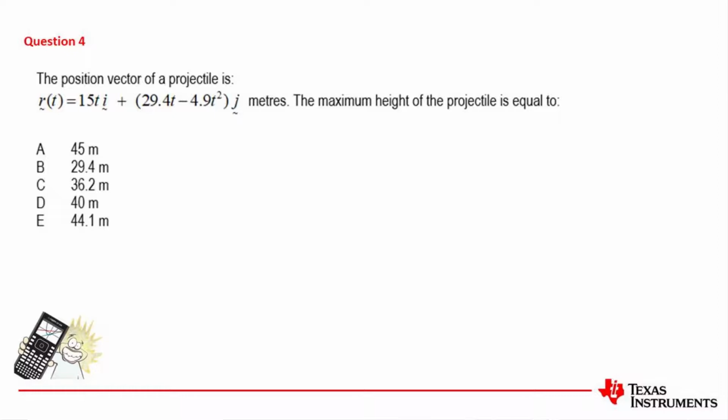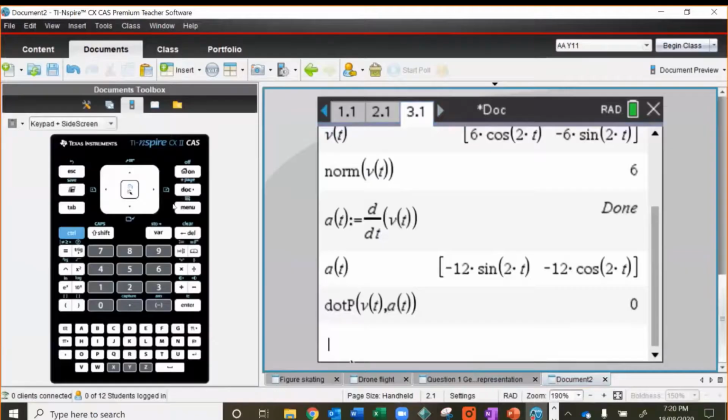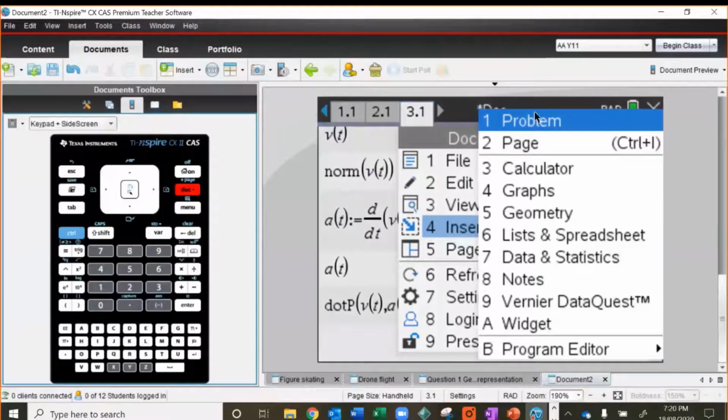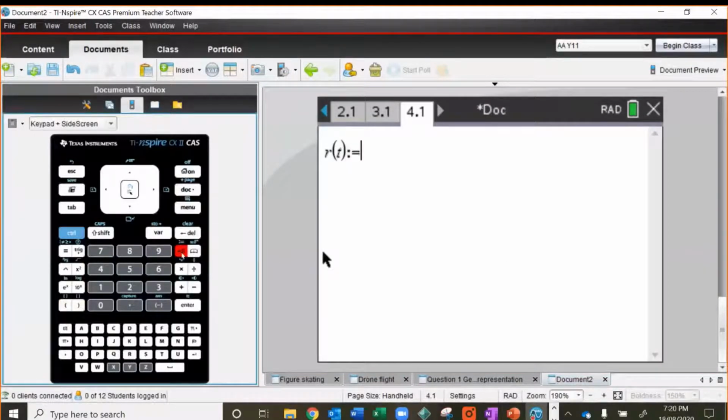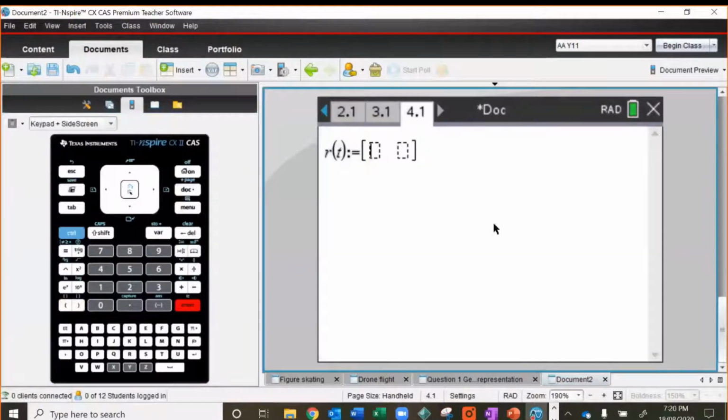So let's try this, going back to my document and new problem. And likewise, we'll define our vector, which only has 2 components. And there are, I just need to copy, 15t, that's the i component, 29.4t minus 4.9t squared. So if you did any questions on projectile motion, you would recognize this half g here.